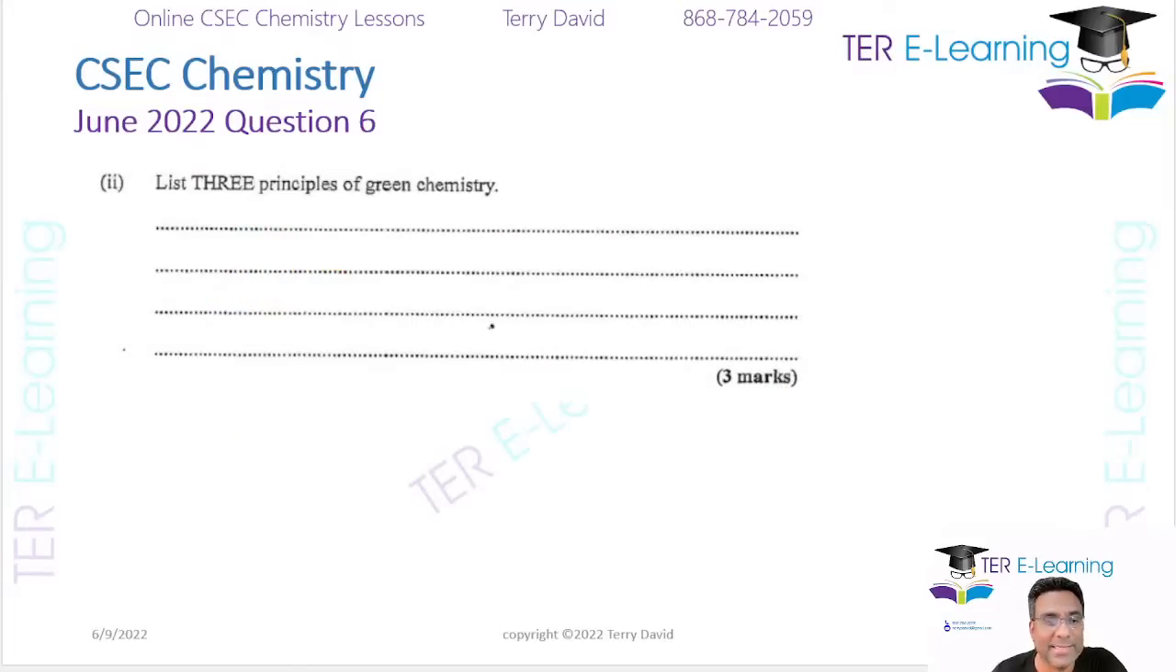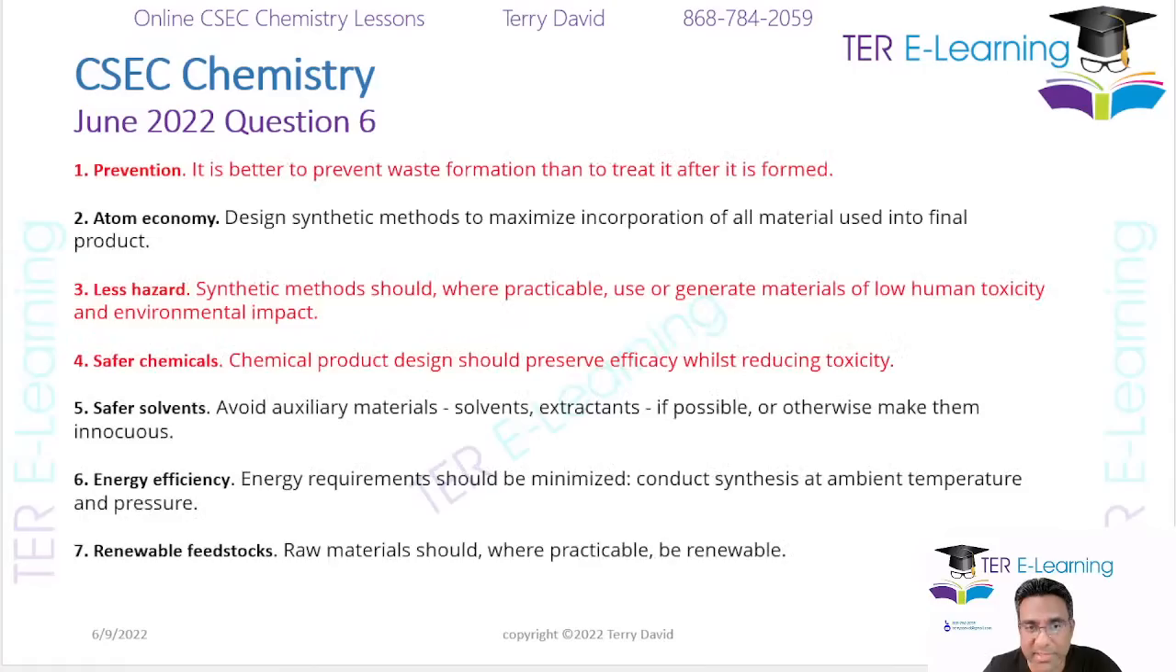The next thing here, they said list 3 principles of green chemistry. So if you all read your notes, or if you happen to learn this, because I normally tell my students to learn this 2 days before the exam, because it's not something that I spend too much time teaching. There are 12 principles of green chemistry. So we have prevention. It is better to prevent waste formation rather than to treat it after the fact.